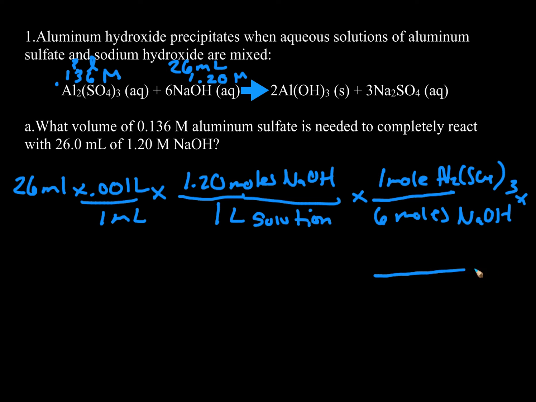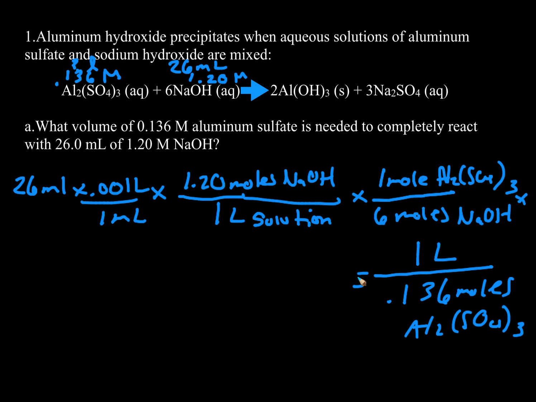And then our last step, we want to go to liters, so liters will be on top. 0.136 moles of Al2SO4 will be on the bottom. And that's it. So 26 times 0.001 times 1.2 divided by 6 divided by 0.136. And we should get 0.04 liters.